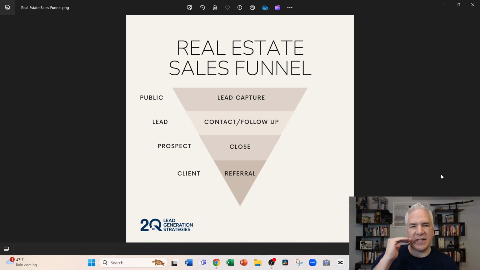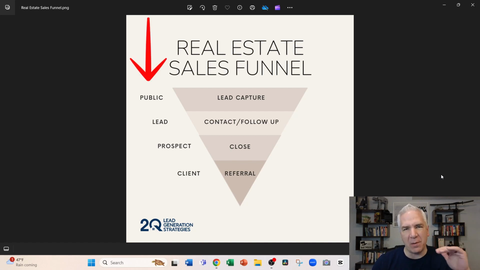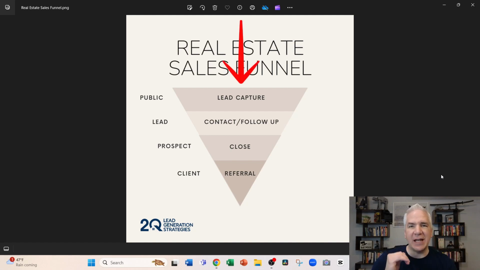So here's how it works. At the very top, on the left-hand side is our target market. In the center is the objective that we want them to complete. On the left at the top, we've got the public, the general public. These are the people that would be exposed to your marketing. It would include your videos, your Facebook ads, Instagram ads, any of the general marketing that you're doing for the public.